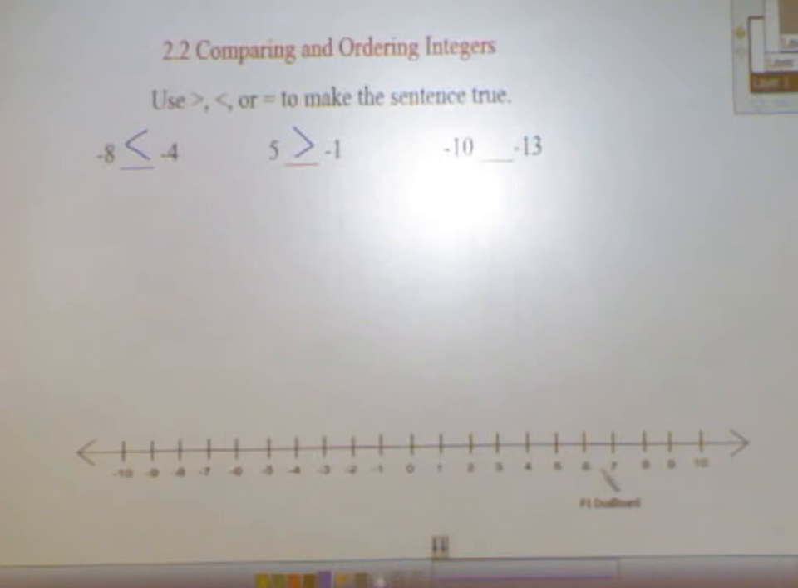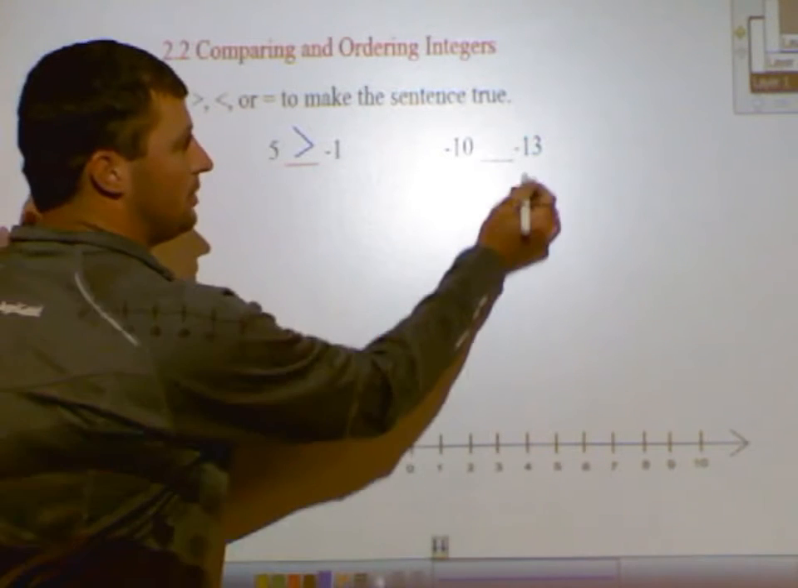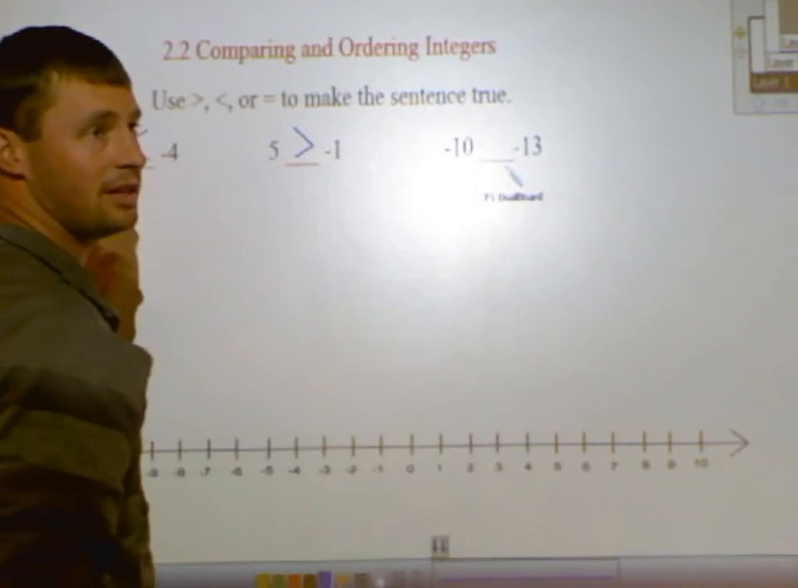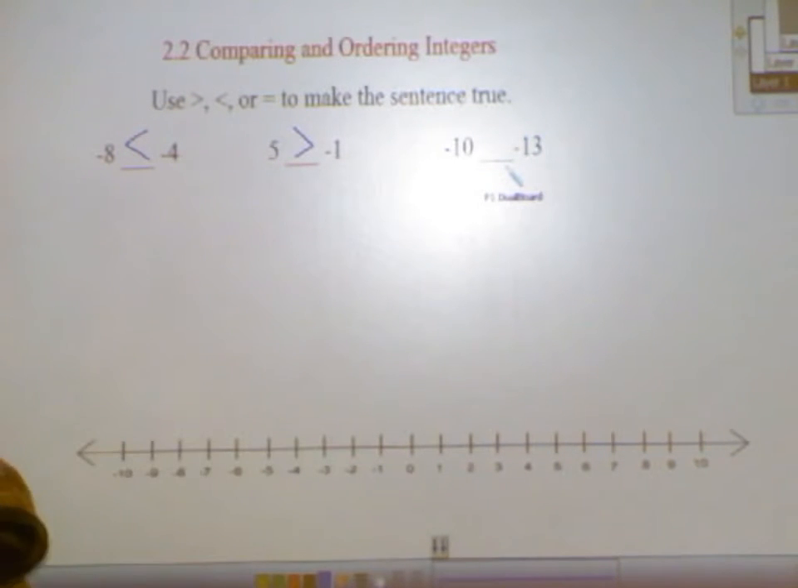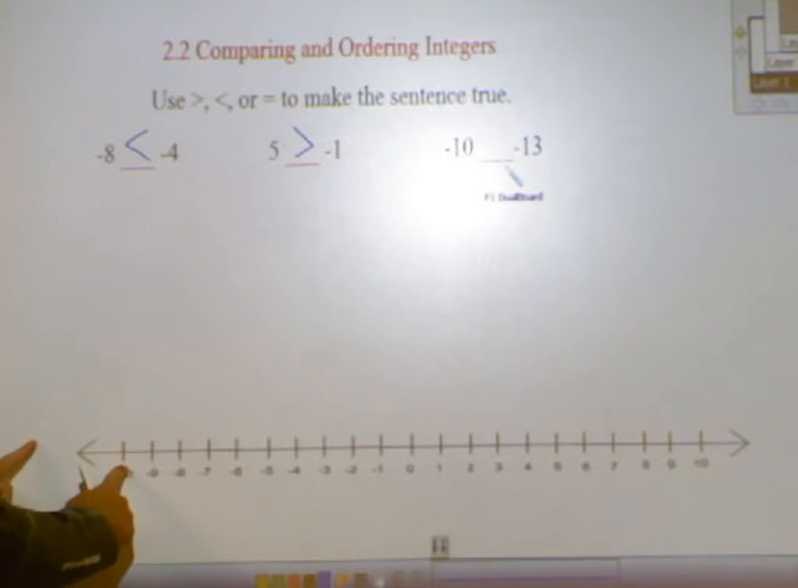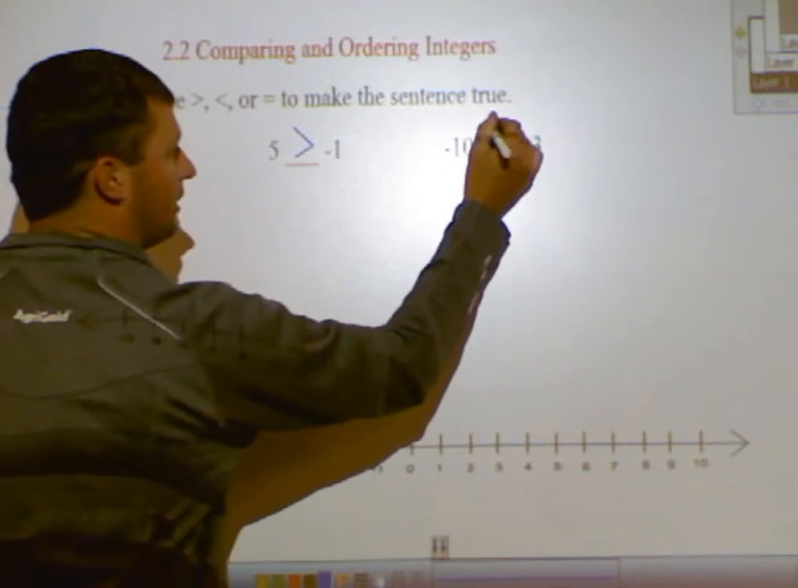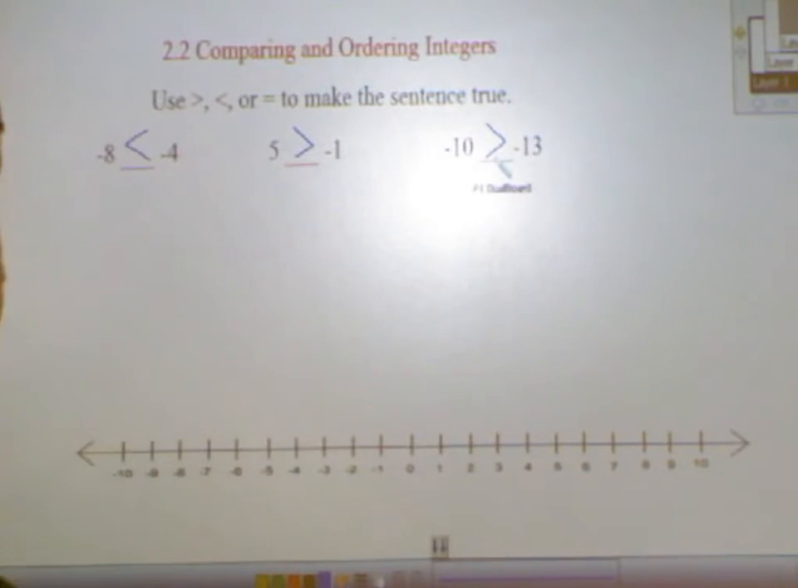-10 and -13. I could get confused because 13 looks like a bigger negative, but it's not. It's more negative. It's more in the hole. Okay, it's further down. Here's -10. -13 would be even further out this way. Okay, -10 is actually greater than -13.